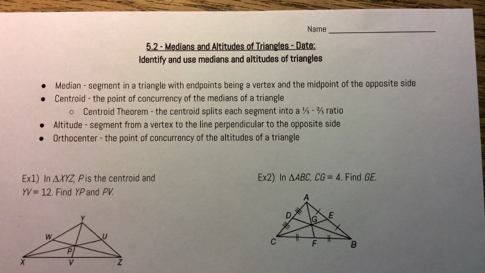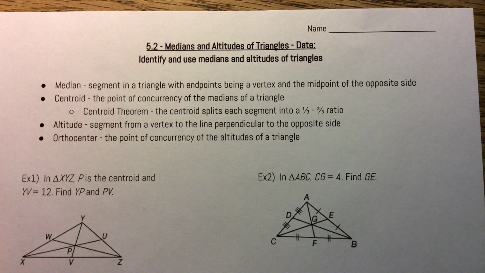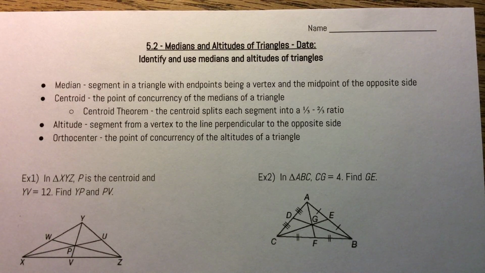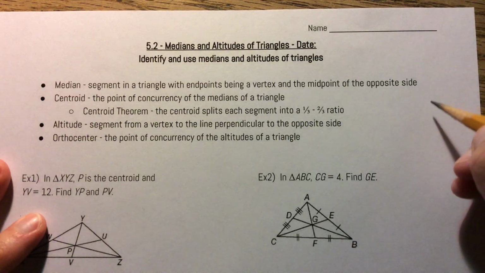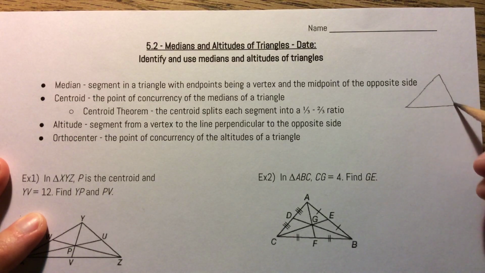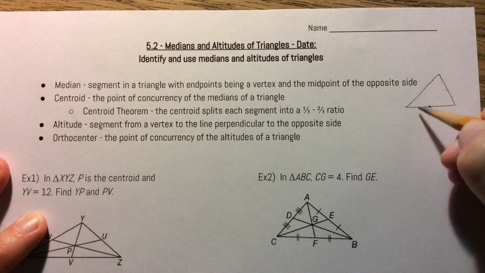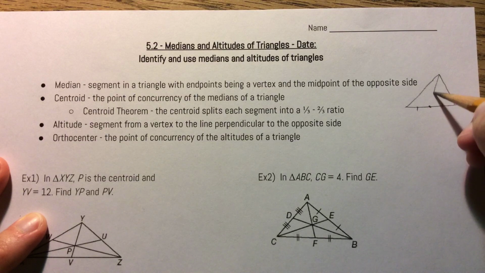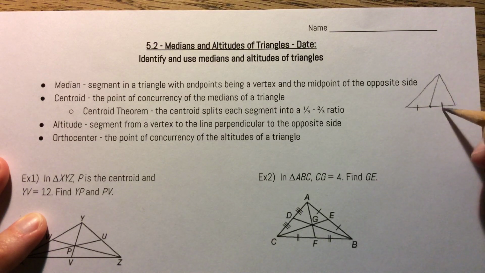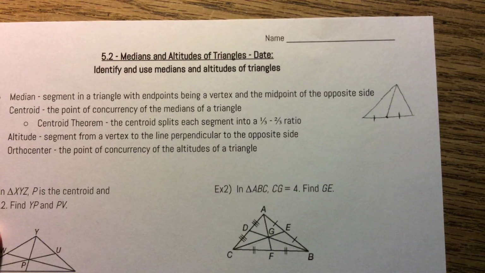All right, medians and altitudes of triangles. So we want to be able to identify them and use them in these problems. The median is a segment in a triangle with the endpoints being the vertex and the midpoint of the opposite side. So if I had a triangle like this, say here's the midpoint and here's that line. So that would be a median on there.